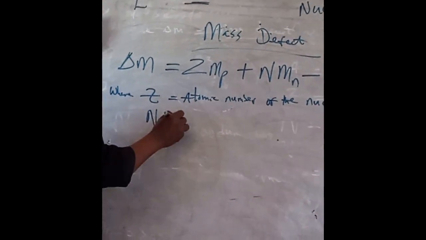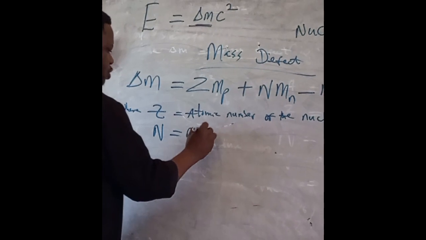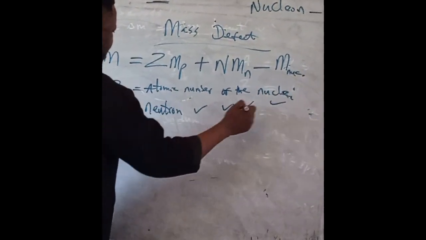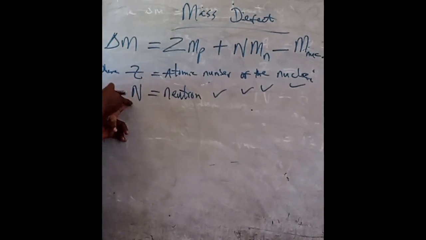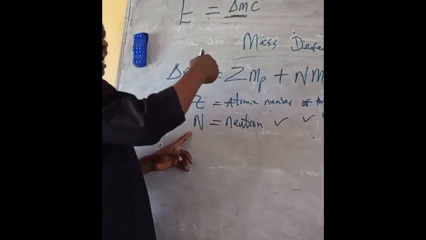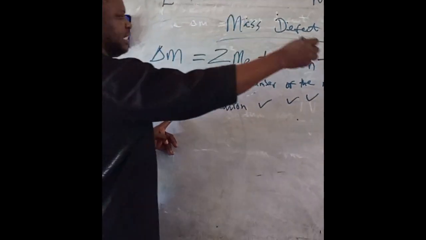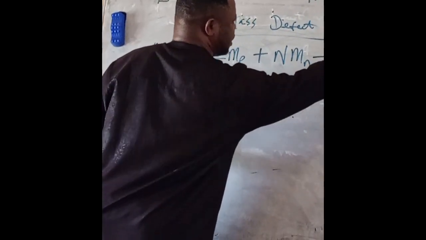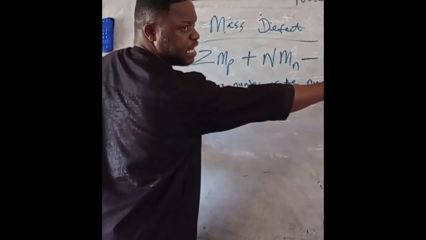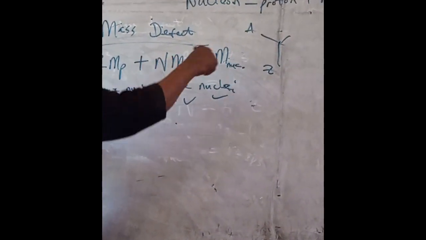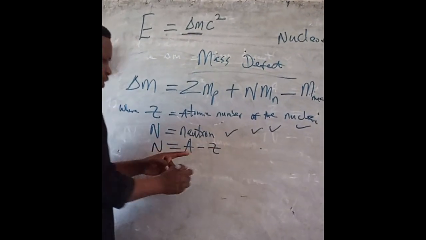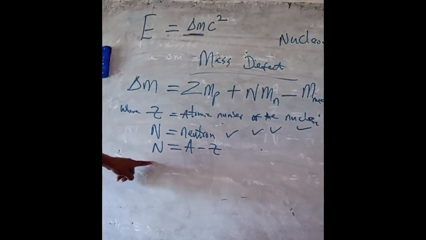N equals what? The neutron number of the nuclei. How do we always obtain our N? We obtain our N by subtracting our Z from A. Remember, I said we have a nuclei Y, and this is A, and this is Z. A is the mass number, Z is the atomic number. To find the neutron number, N is always given as A minus Z. You should take note of that. So that's how you get your N.